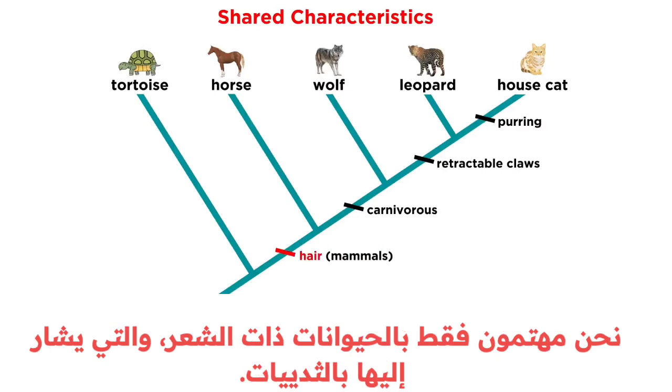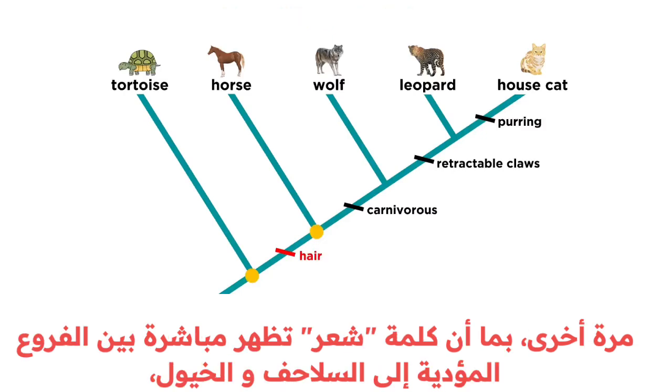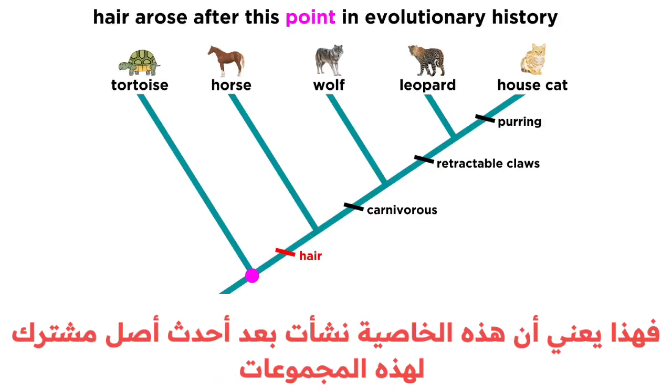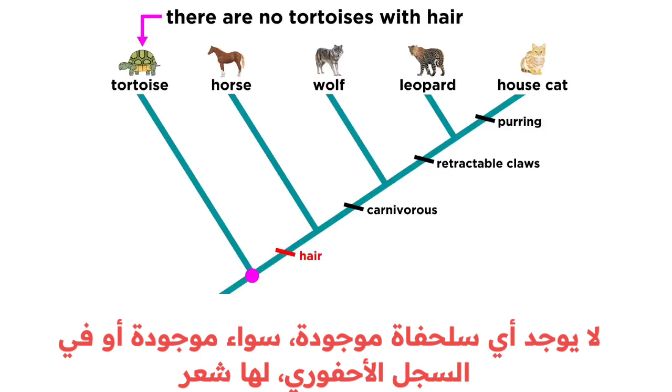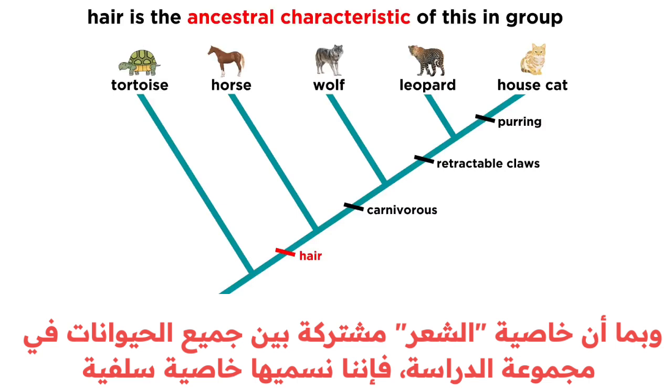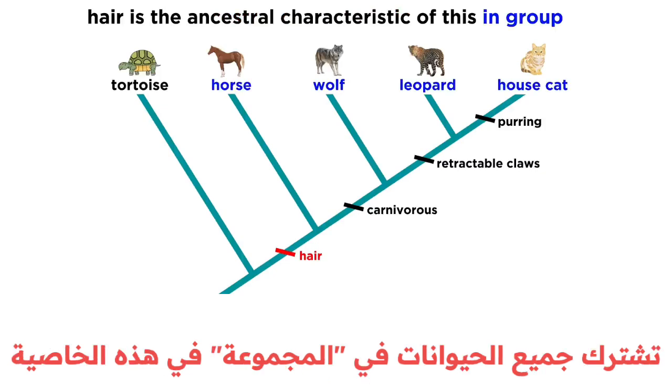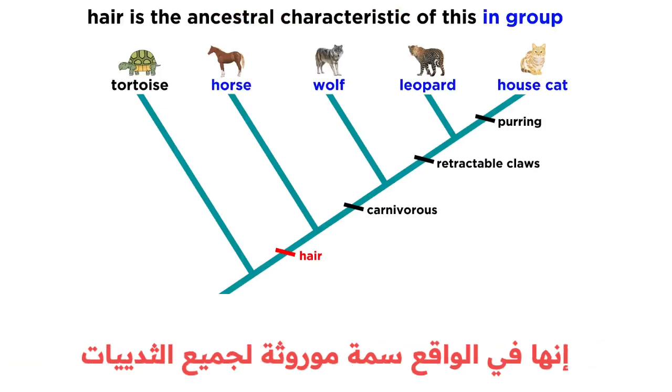We are only interested in animals with hair, which are referred to as mammals. Again, since the word hair shows up right between the branches leading to tortoises and horses, it means that this characteristic arose after the most recent common ancestry of these groups. There are no tortoises in existence, either extant or in the fossil record, with hair. Since the hair characteristic is shared by all the animals in the study group, we call it an ancestral characteristic. All animals in the in-group share this characteristic. It is, in fact, an ancestral characteristic of all mammals.